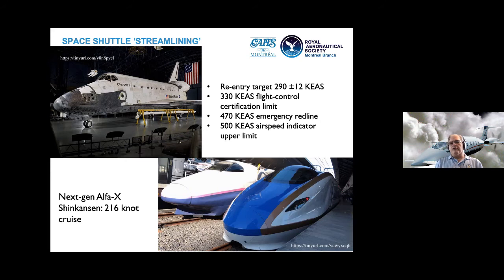And part of the reason is because the air is very thin up there. So when you're at 40, 50,000 feet, even if you're going quite quickly, the dynamic pressure you feel that pushes against you, that causes the drag, is equivalent to doing 290 knots down low. The flight control certification limit for the space shuttle, my understanding is, about 330 knots, and 470 knots is like, oh my gosh, 500 knots is as high as the airspeed indicator reads. As a contrast, the TU-95 Bear turboprop bomber can easily match these speeds.